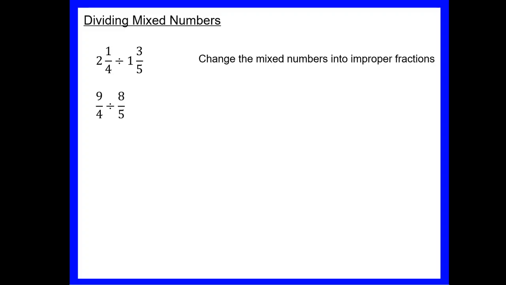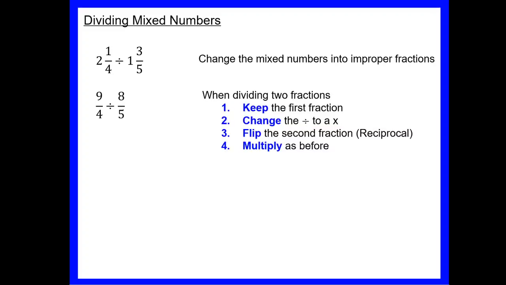Now remember our rules for dividing. We don't ever divide fractions. We change them into multiplication calculations, and we do that by keeping the first fraction, 9 over 4, changing the symbol from divide to times, and flipping the second fraction. Finding its reciprocal, we turn it upside down. So we've kept the first one, changed the symbol, flipped the second one, and now we're back to a multiplication just as we did before.